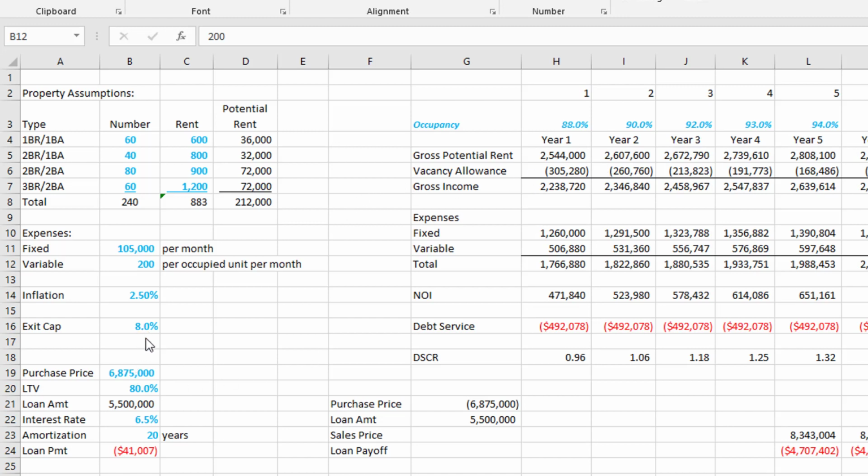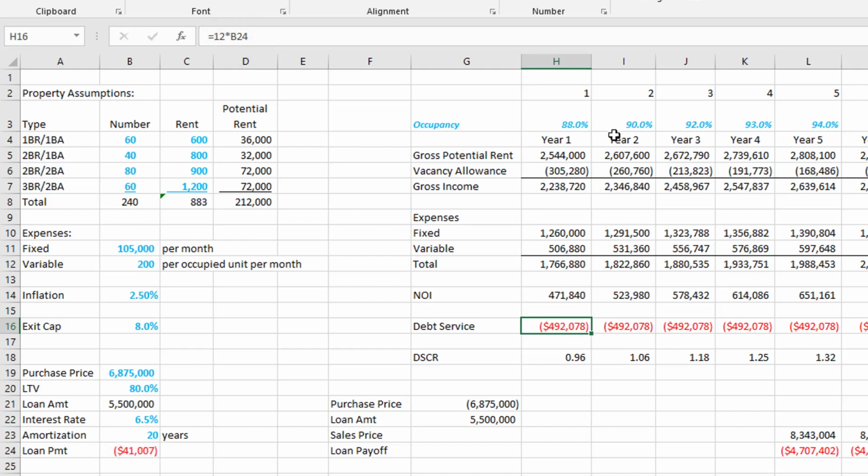And then we got an exit cap assumption of 8%. Finally, we got some loan information in the purchase price. $6,875,000 is the purchase, 80% loan to value. Loan amount is a calculation. So 80% of $6,875,000 means a $5.5 million loan. Interest rate is 6.5%. It's a 20-year amortization. Here's another calculation. That means my monthly payment is $41,000. And if we look over here at the debt service payments, this is an annual number, 12 times that loan payment. So these are the assumptions that drive the spreadsheet.